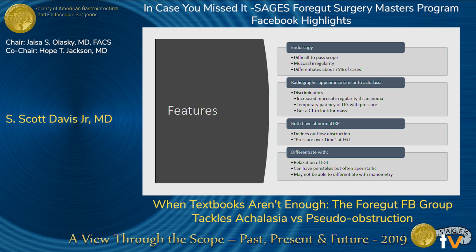So about half of the three-quarters of the patients in the Northwestern series were due to carcinomas that were found on endoscopy. In terms of radiographic appearance, you can again see mucosal irregularity if there's a carcinoma that's present. You will often see a temporary patency of the LES with the pressure of the bolus going down. We want to get a CT scan to look for a mass. So if you're not sure what the reason for the dysphagia would be, in correlation with your manometry, get a CT scan and think about extrinsic compression from different lesions. And I have an example of that coming up in a minute.